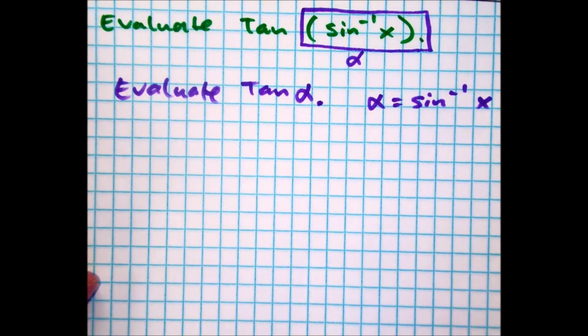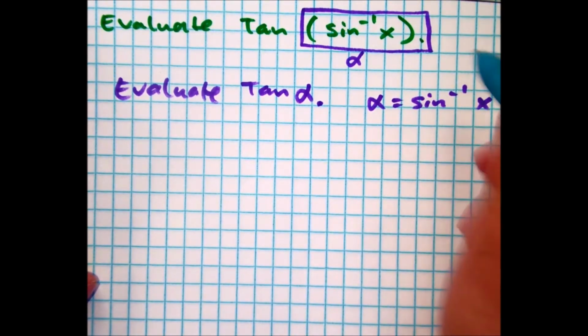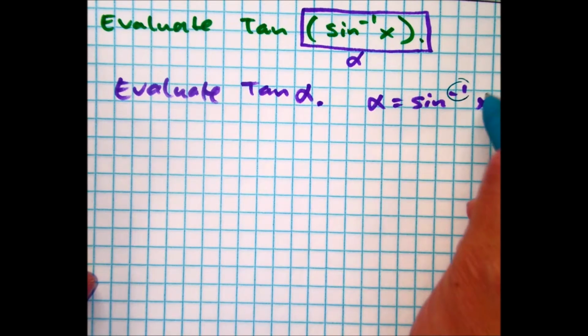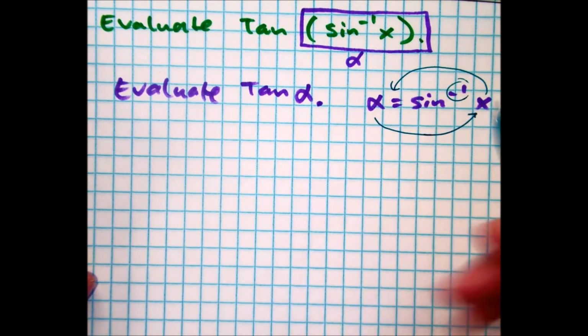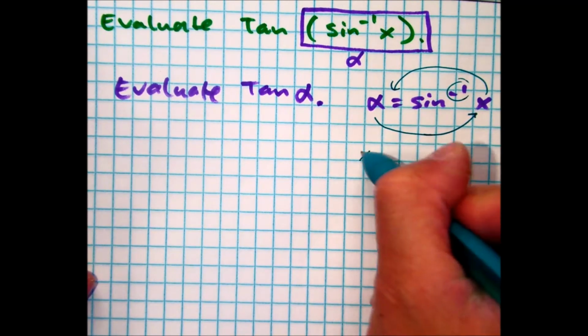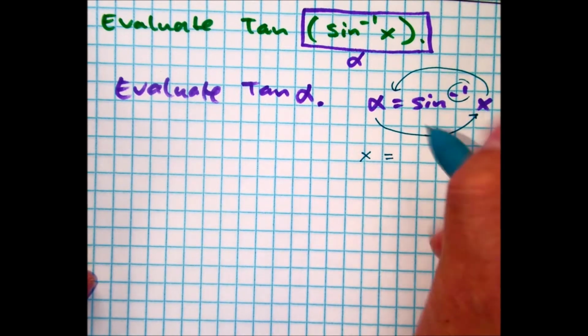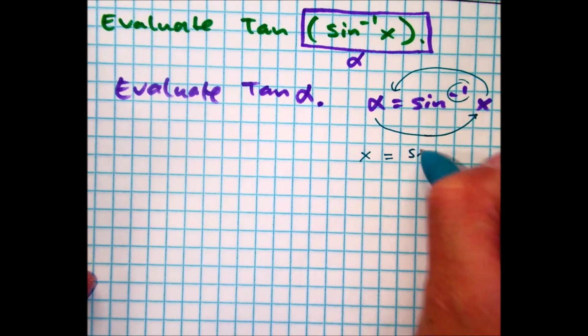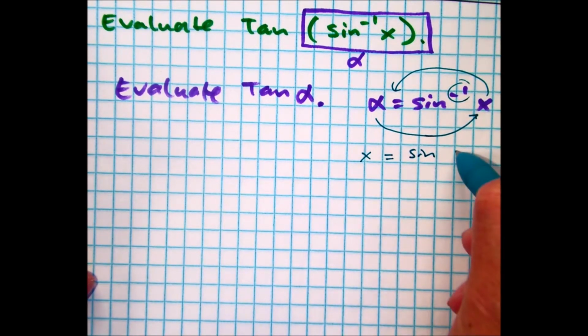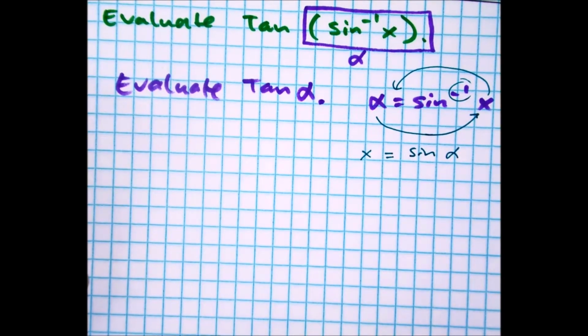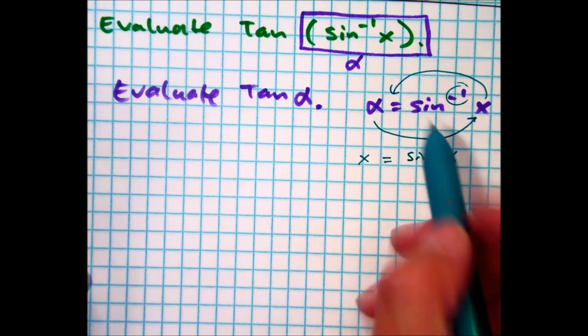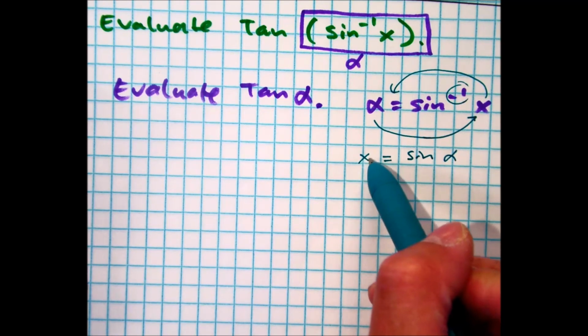Class, what does the inverse tell you to do? So let's switch these. I have x equals sine of alpha. Well, that doesn't really tell me much, right? I told you that you can make this a fraction how?